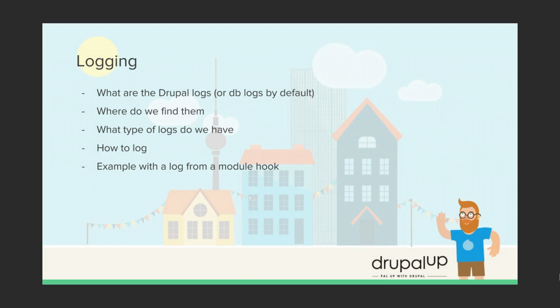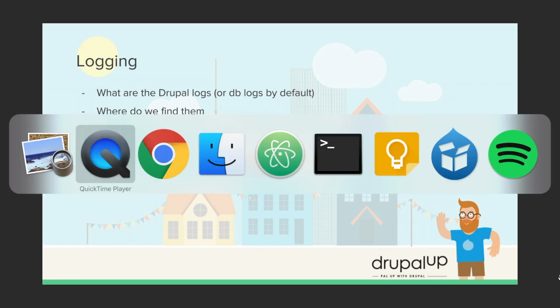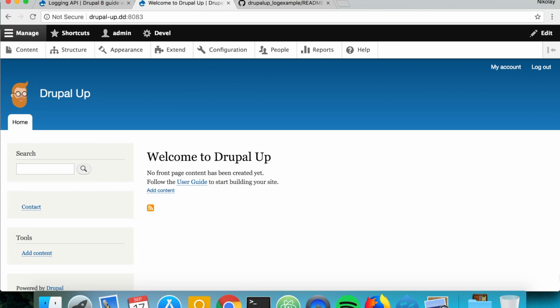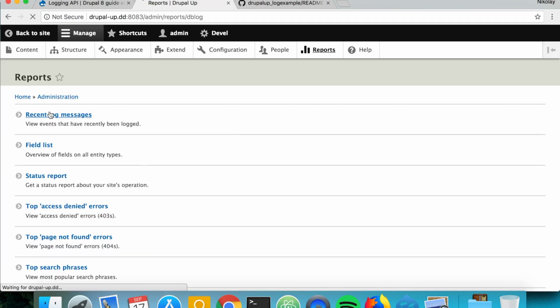We're going to learn what the Drupal logs, or the DB logs, are, where we find them, what type of logs we have, how to log, and an example of a log from a module hook. So here we have a Drupal instance installed, and to access the logs we usually go under Reports and then Recent log messages.